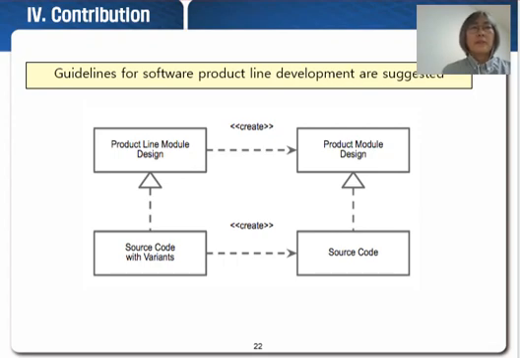Okay, this is the conclusion. In this research, we suggested how to model the variability in architecture and module design based on a feature model. With this guideline, product line modules are implemented with source code with the variants. And based on the selected features, source code with the variants is deployed to the source code for the product instance.